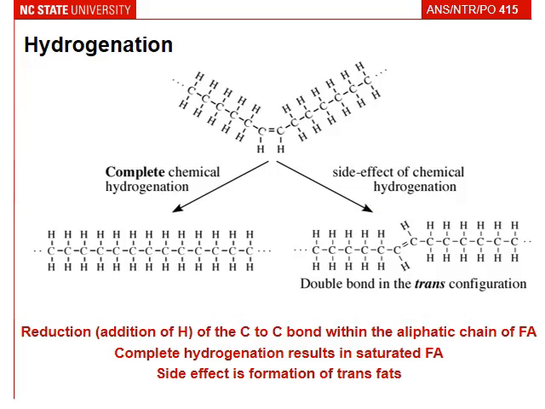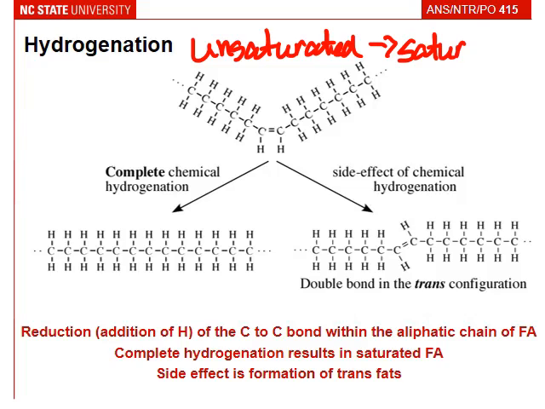Now, there is a process, if you've taken any food science, you may have learned about hydrogenation. So hydrogenation is where we actually are taking an unsaturated fat and making it saturated. So this goes unsaturated, goes to a saturated fat. So why would we do this?